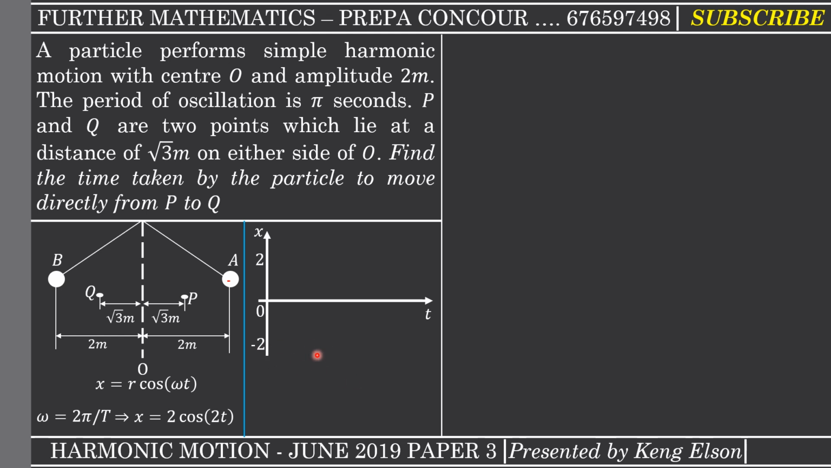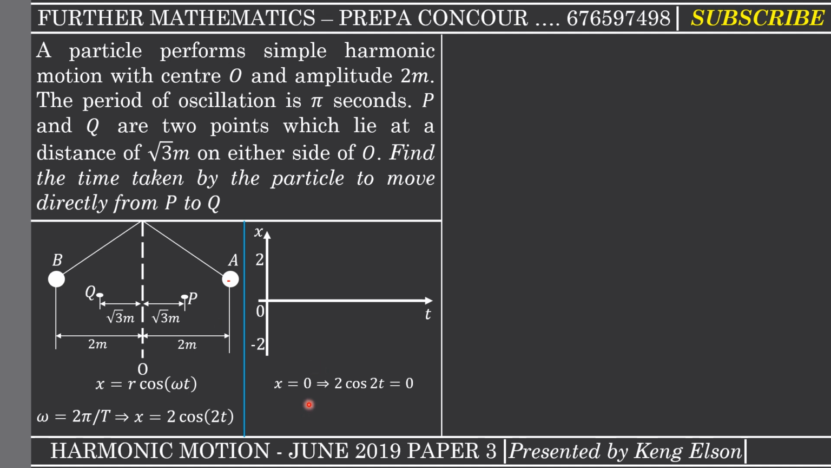Okay, now we're drawing a graph of x equal to 2 cos 2t. So we have to analyze this so that we try to put the values of time on the horizontal axis. I start by solving when the displacement is 0, that is, at which time is the displacement 0. If the displacement is 0, it means that you are actually at the center, because the displacement is the displacement from the center.